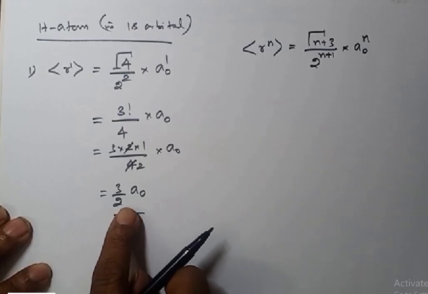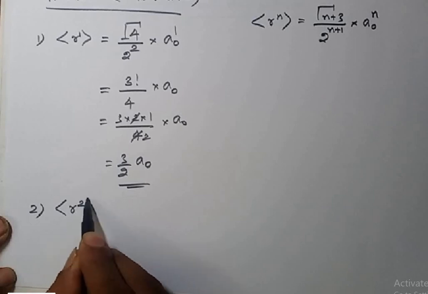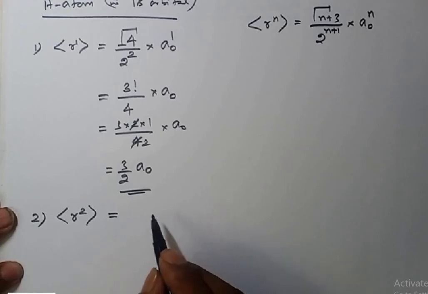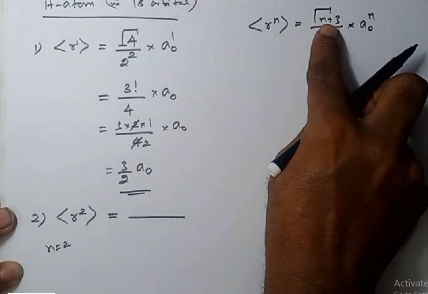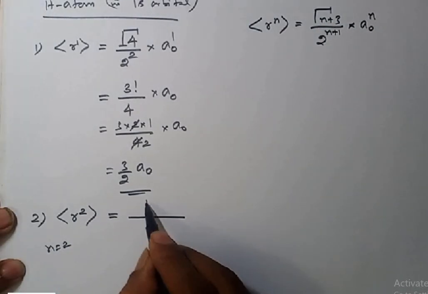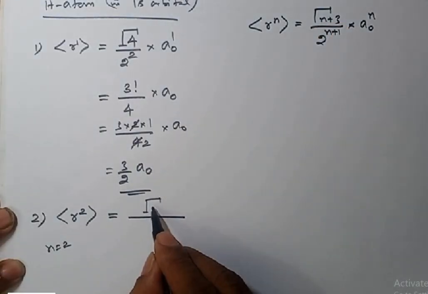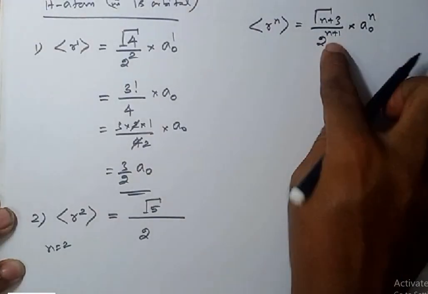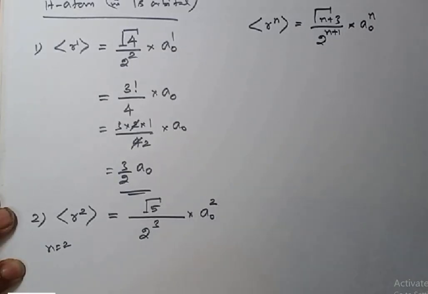We have already got this answer. See, average value of r power 2 for the ground state of hydrogen atom. What's the idea? Just use this formula. Now n value is 2. Put n value 2 in the formula. So gamma function of 2 plus 3, that is 5. Then 2 power n plus 1, n value is 2, so 2 power 3. A naught power 2.